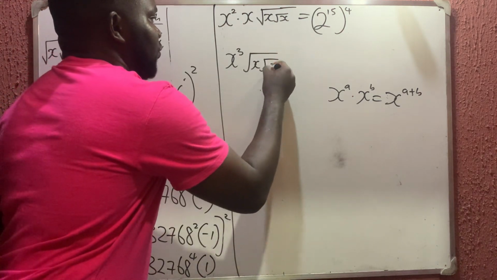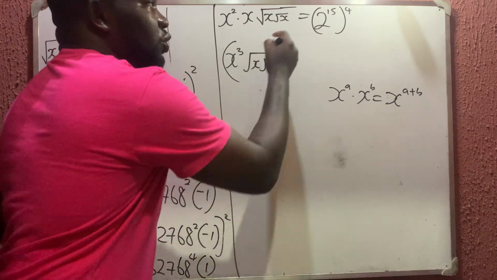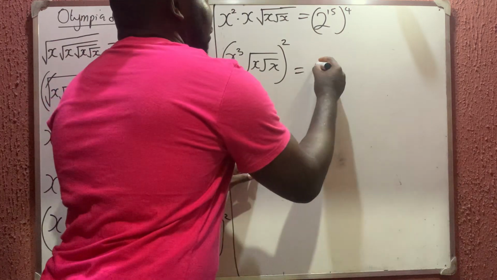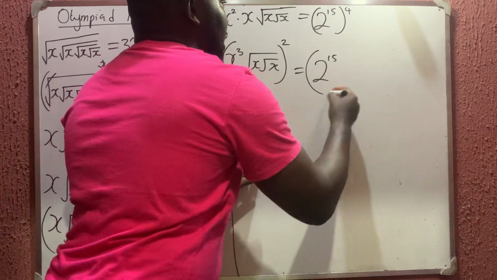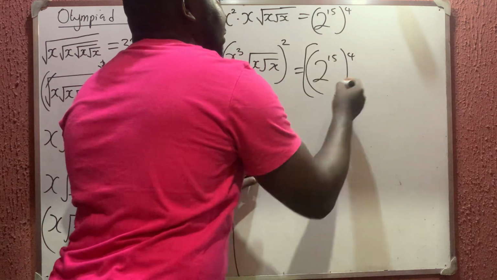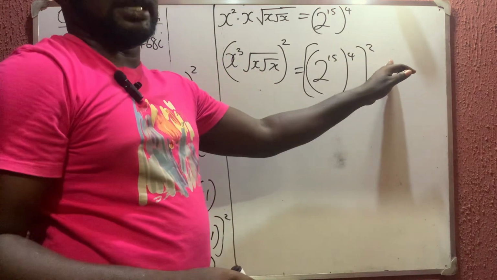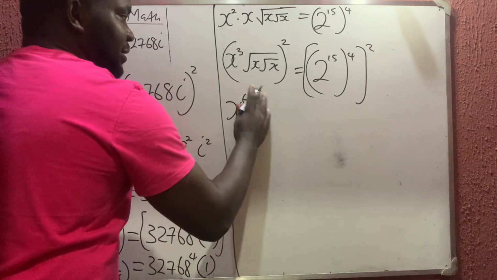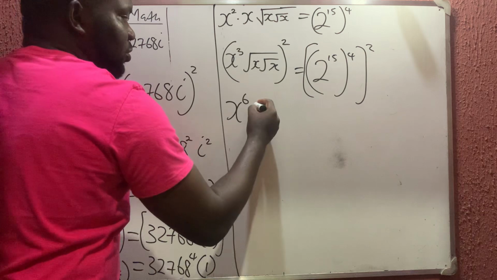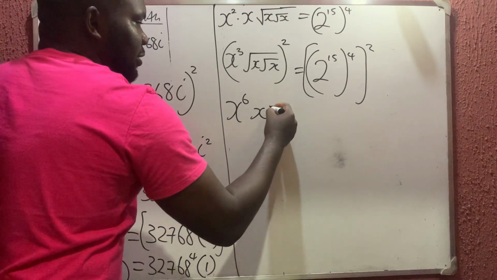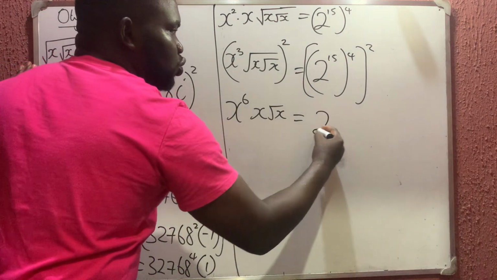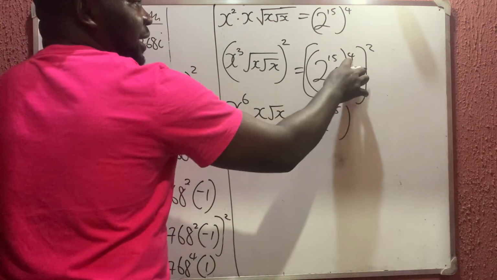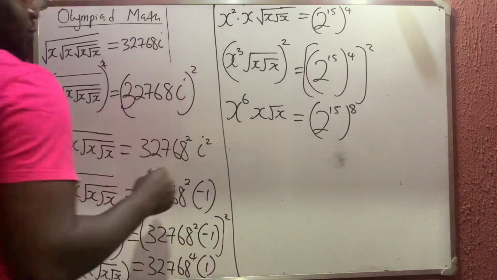So this is going to be x raised to power 3, the square root of x, all raised to power 2. I decided to square both sides, so it gives me 2 raised to power 15, then raised to power 4, then all squared. Squaring both sides, this gives me x raised to power 6. Now, this will cancel one of these square roots. I'm going to have x, the square root of x, equal to 2 raised to power 15, let me leave the 15 like that while I keep multiplying these powers. This time, this will give me 8.